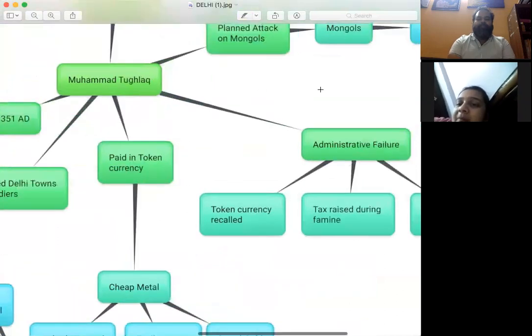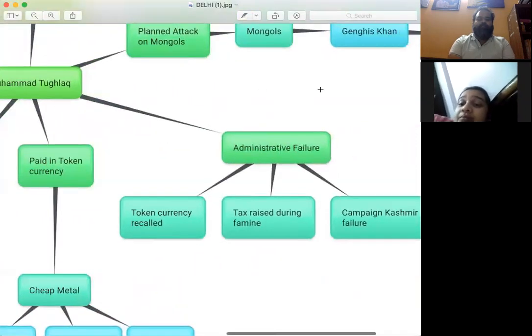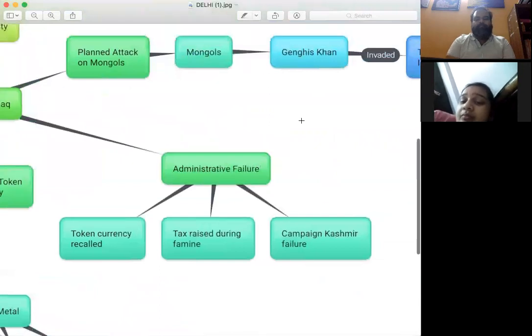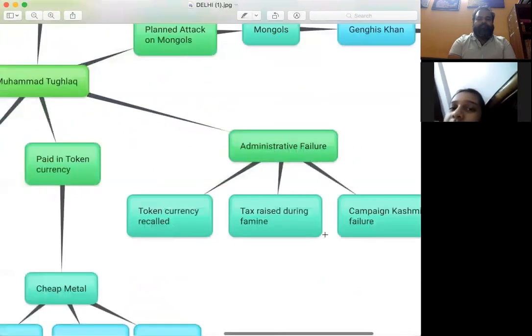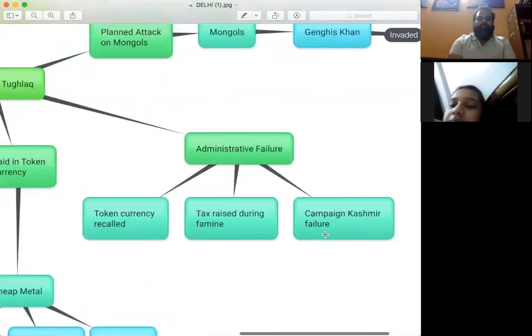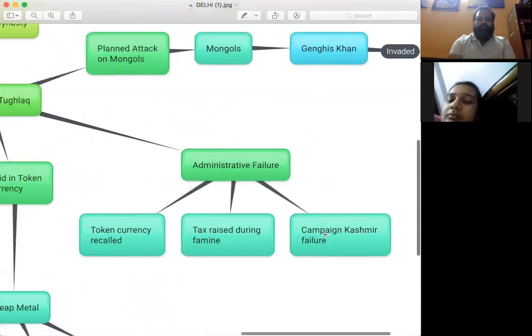Because of this, this king was a total failure. His administration was a total failure, and these are the three reasons why. First, the token currency. As I said, that token currency was very cheap metal. Anybody could copy it, and nobody trusted it. So it became a failure, and he had to recall it.